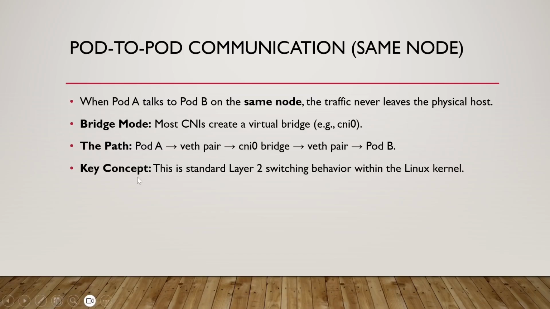So they can also use those based, but for the pod it is not going to change. For the same node, communication will happen in this manner only. But the key concept is that this is just standard layer 2 switching behavior within the Linux kernel. Okay, so here the CNI bridge is everything. That manages basically routing and switching both.